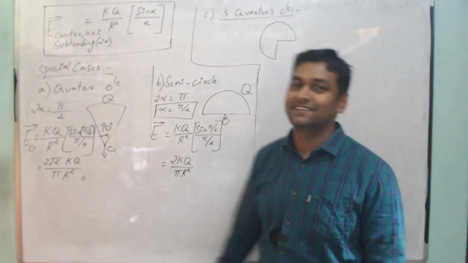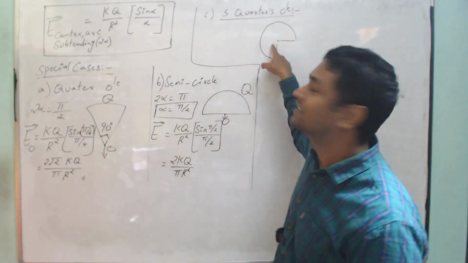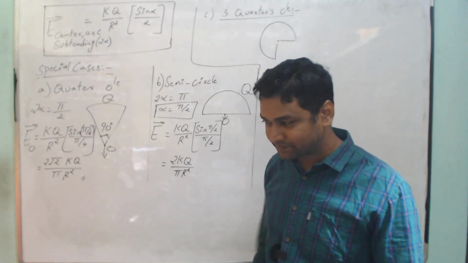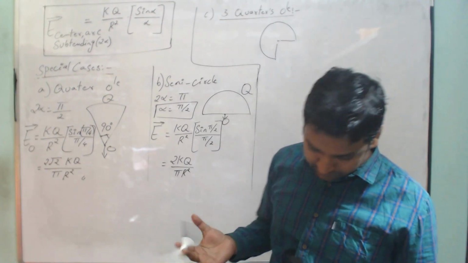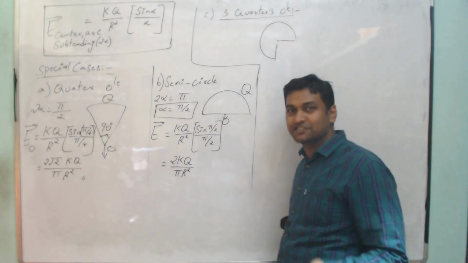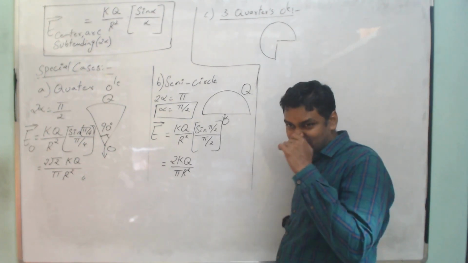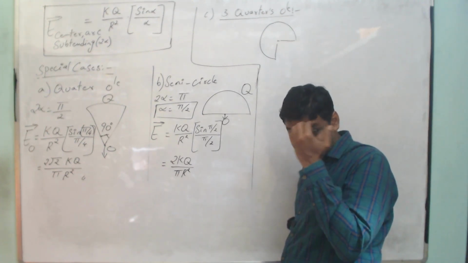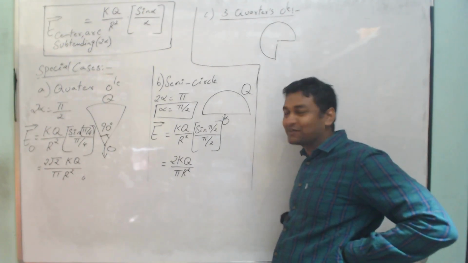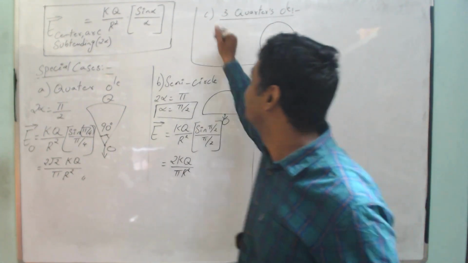This is 90 degrees, this is 180 degrees. How much will we get here? 360 minus 90, that is 2 pi minus pi by 2. How much is that? It is 3 pi by 2. So how much is the... I just want the magnitude.